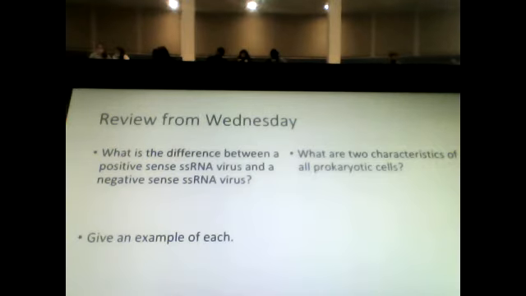What are some examples of a negative sense single-stranded RNA virus? Rabies, mumps, measles, flu. All of those are examples. The other category in there of single-stranded RNAs, class 6, is HIV. That's the one that brings reverse transcriptase in and makes DNA before anything is transcribed and translated.